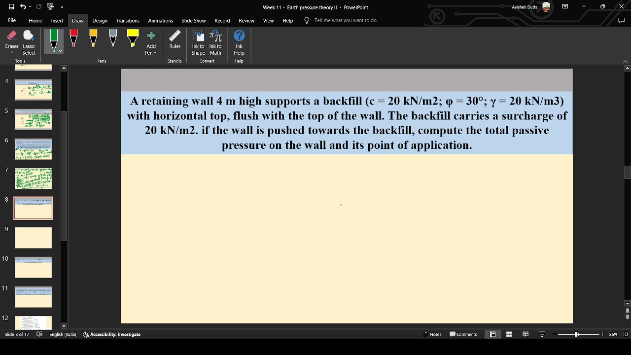For passive pressure, the value of Kp, the coefficient of passive earth pressure, is equal to tan square of (45 plus phi by 2). Phi is equal to 30 degrees, 30 by 2 is 15 degrees, tan 60 is root 3, so this becomes 3. Kp is equal to 3.